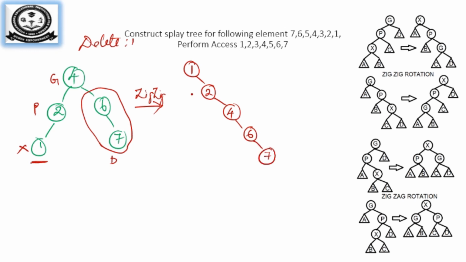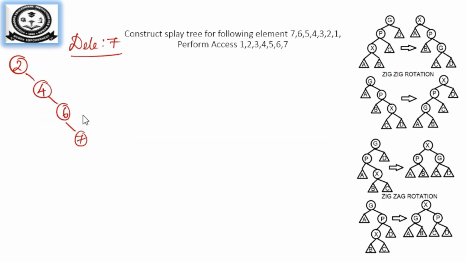Now if 1 is deleted, what should be replaced? We have only the right subtree. If it is only the right subtree, the minimum element has to replace. So 2 will replace it. So when 1 is deleted, you will have 2, 4, 6, 7. So this is the final diagram for deleting 1.